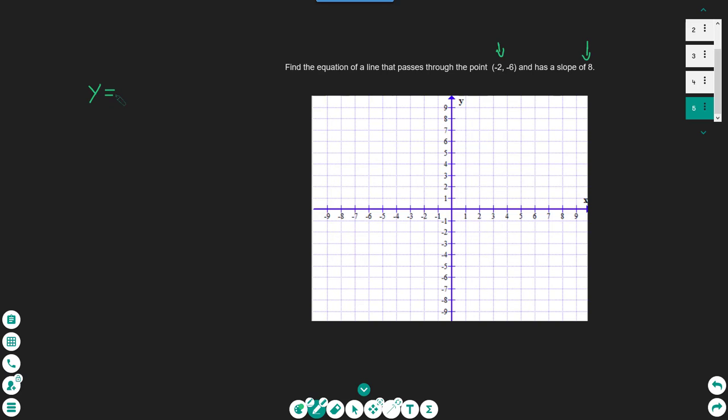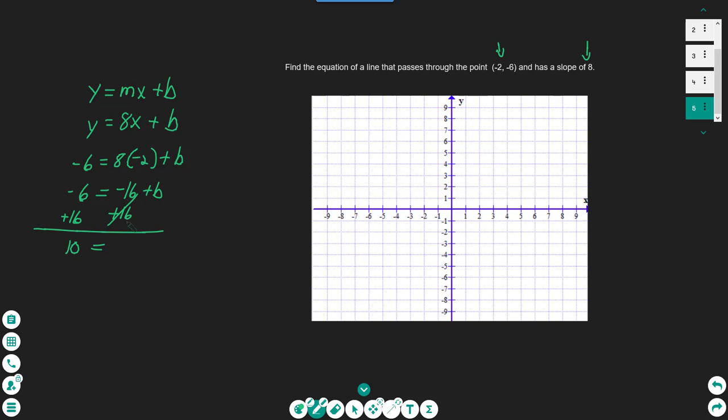We have y equals mx plus b. The slope already given to us is 8, so 8x plus b. Now we can plug in the points to find the b. So we have a negative 6 for the y equals 8 times a negative 2 for the x plus b. And now it's just a matter of solving the equation. So we have a negative 16 plus b, and then over here we have our negative 6. We add the 16 to both sides, and we end up with 10 is equal to b. Again, another b equals 10.